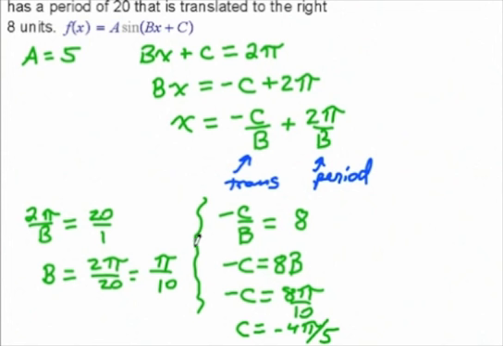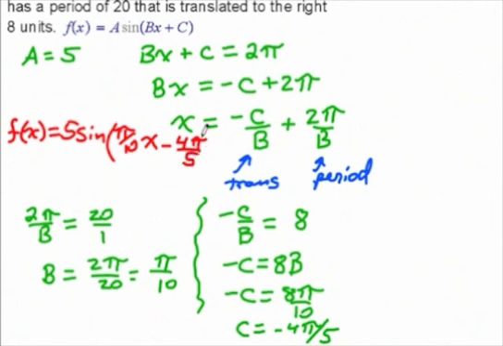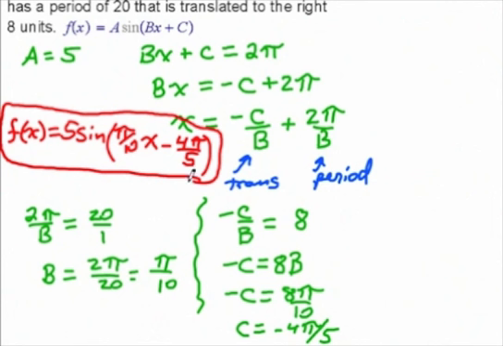And if we put this all together, we're going to get our function. So f of x, kind of a bad place to put it, usually I'd put it at the end of a problem, but I'm running out of room, is equal to 5 sine of bx, pi over 10 x, minus c, which is 4 pi over 5. So this would be the function with the given attributes above.